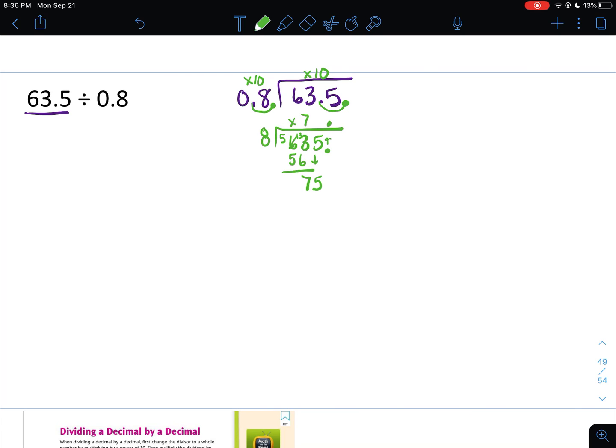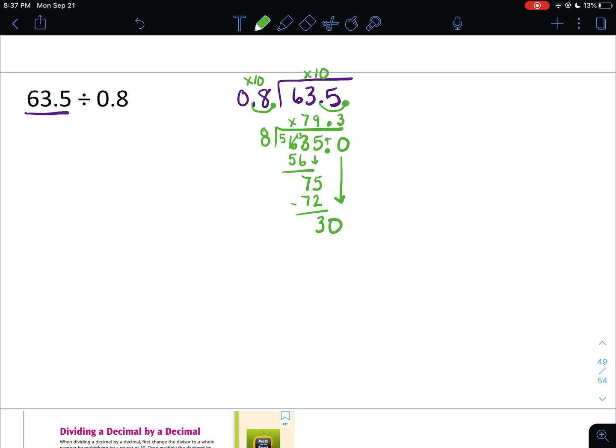Bring down the 5. Does 8 go into 75? It does. It'll go in 9 times, because 9 times 8 is 72. Subtract. 5 minus 2 is 3. Okay, so here's an instance where I didn't go easy on you. There is a remainder. So good thing we put the decimal into our answer, because we do have to add a 0 and bring it down, because we cannot write R3 anymore.